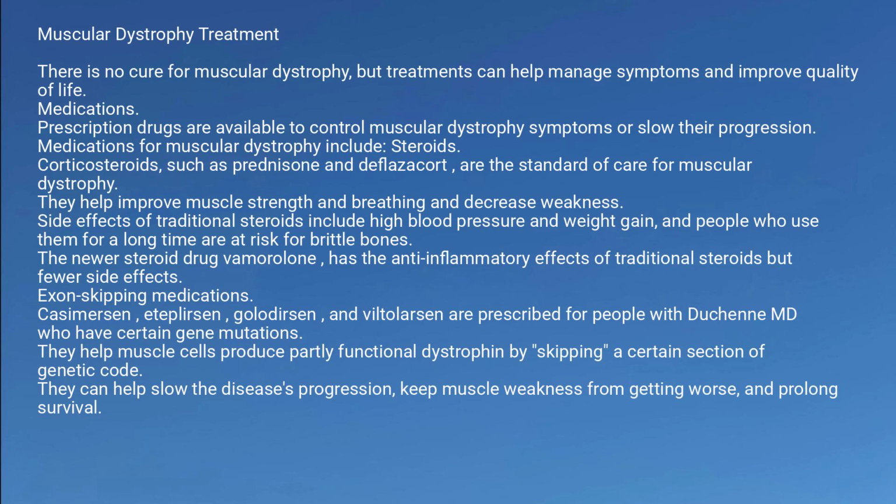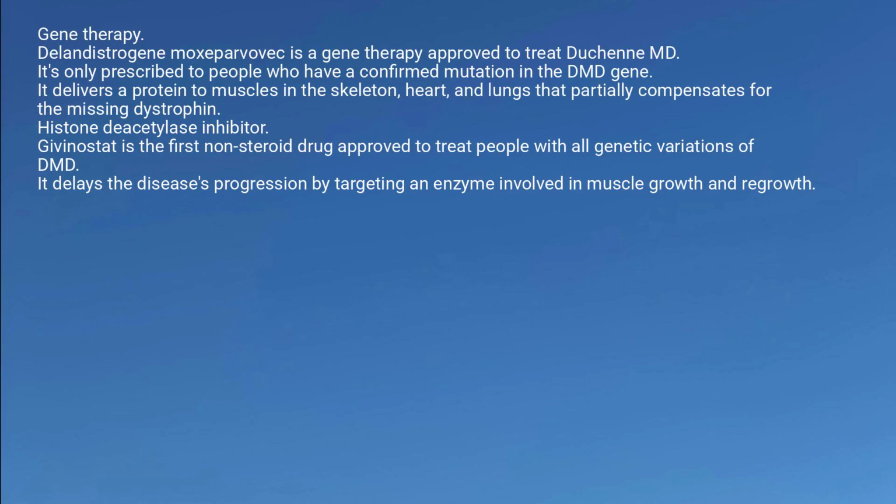Exon skipping medications. Casimersen, eteplirsen, golodirsen, and viltelarsen are prescribed for people with Duchenne MD who have certain gene mutations. They help muscle cells produce partly functional dystrophin by skipping a certain section of genetic code. They can help slow the disease's progression, keep muscle weakness from getting worse, and prolong survival.